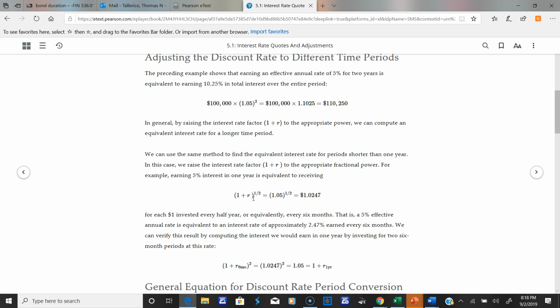So if I had, over here, an imaginary $1, in 6 months I would have $1 and 2 and a little bit more change, right? So you notice what it says: for every dollar invested every half year, or equivalently every 6 months, a 5% effective annual rate is equivalent to an interest rate of approximately 2.47% earned every 6 months. And if you take 2.47 and compound that every 6 months, you'll get that 5%.